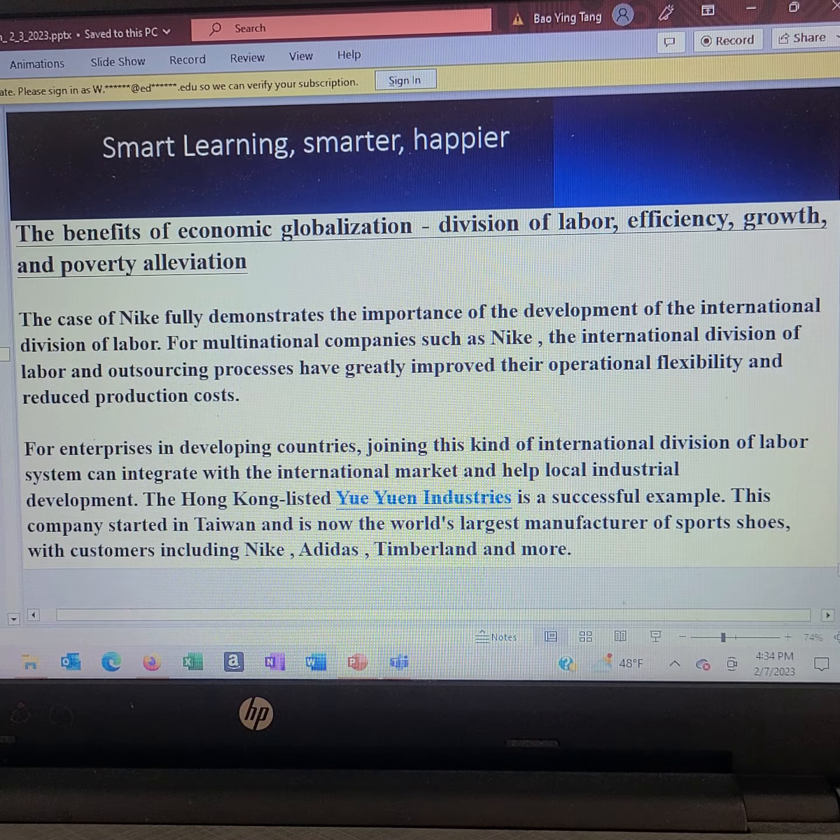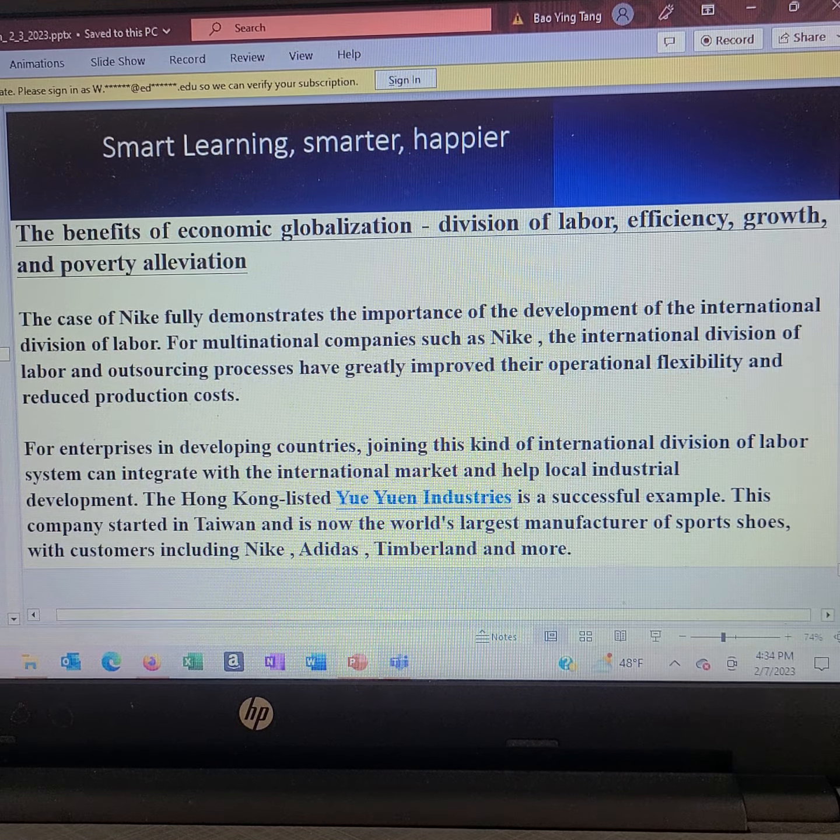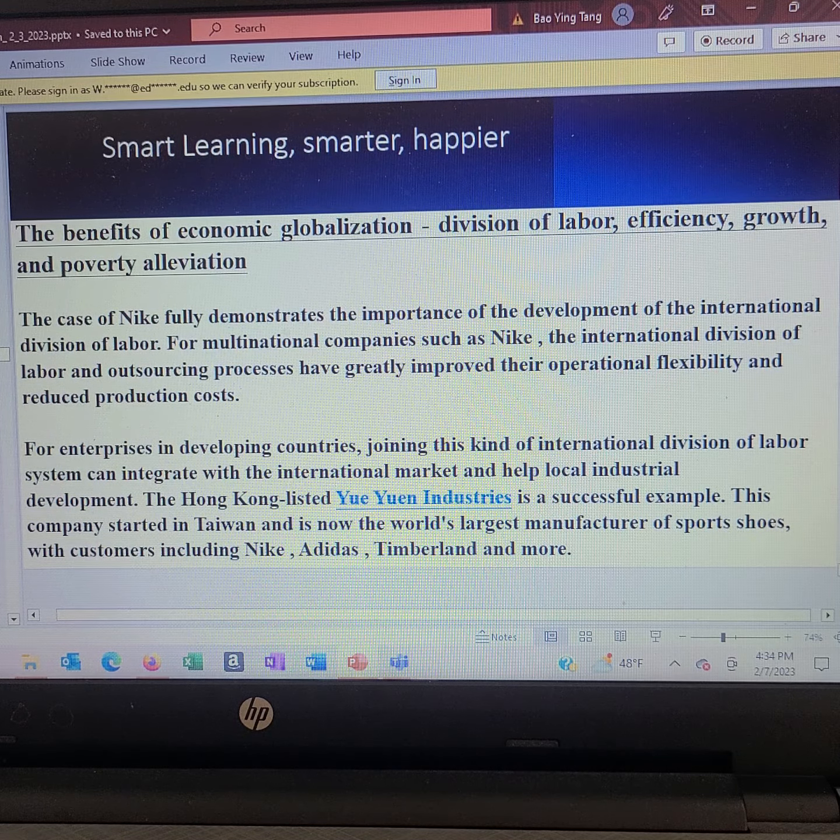The case of Nike fully demonstrates the importance of the development of the international division of labor. For multinational companies such as Nike, the international division of labor and outsourcing processes have greatly improved their operational flexibility and reduced production costs.